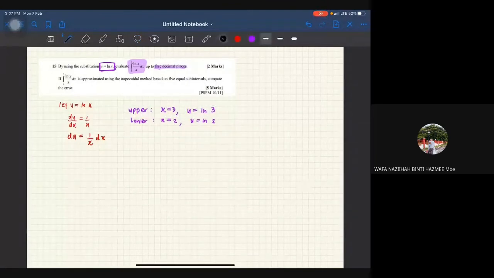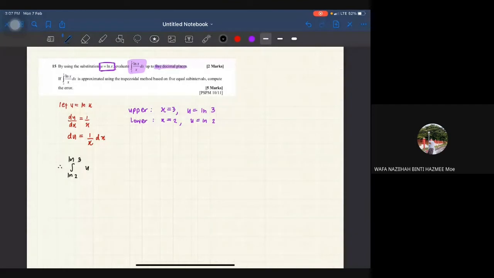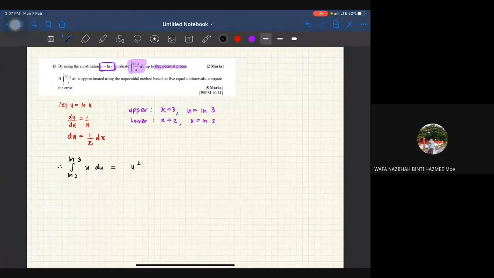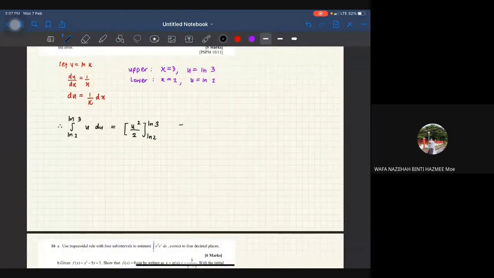Okay, siap. So saya akan dapat sekarang ni integral of lower limit saya dah jadi ln 2 and then my upper limit has become ln 3. Okay, and then function saya ln X dah jadi U. So 1 over X dx has become du. So I can integrate it now. So U integrate, awak dapat U square over 2. Okay, and then lower limit ln 2, upper limit ln 3. Settle. Okay, so dia dah memang dalam U. This one is U, this one is U as well. Okay, so kita boleh terus masukkan nilai kita.